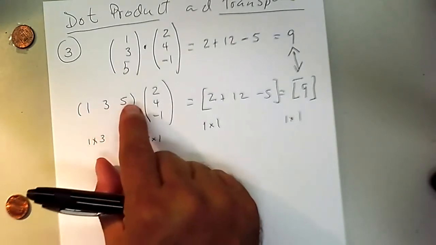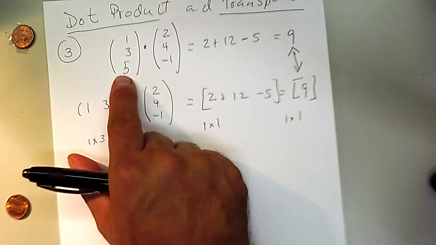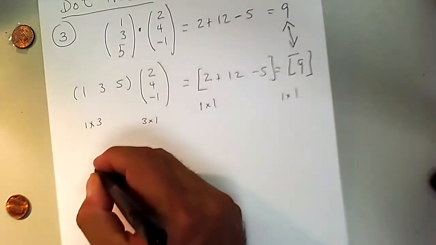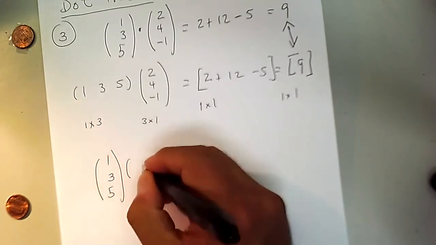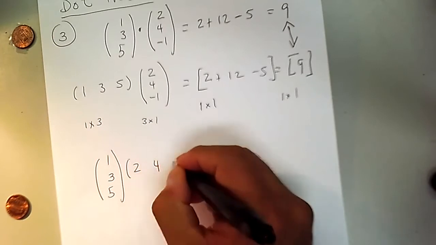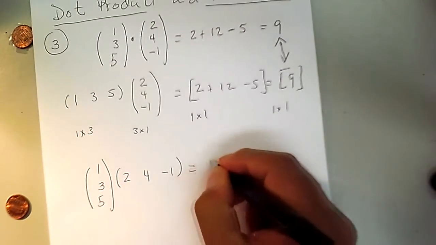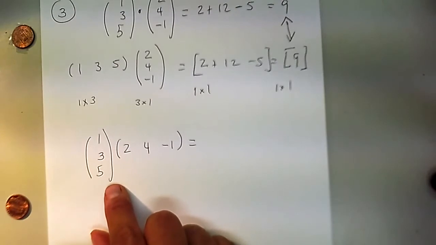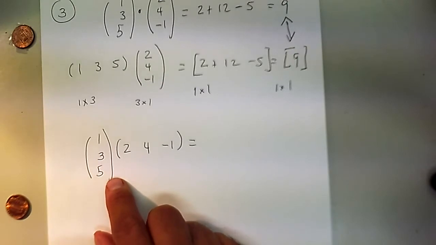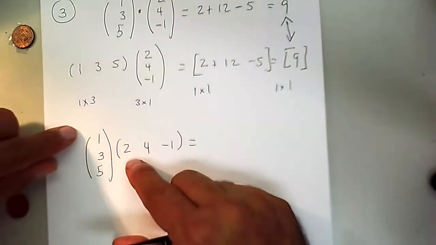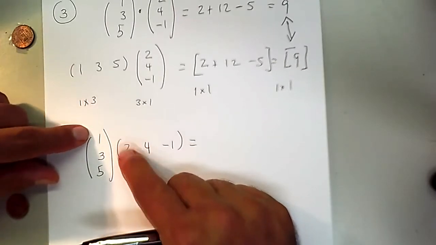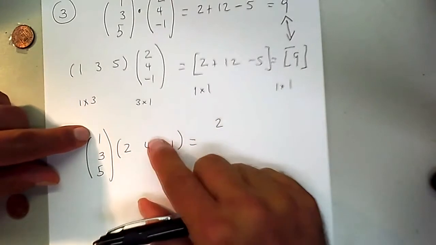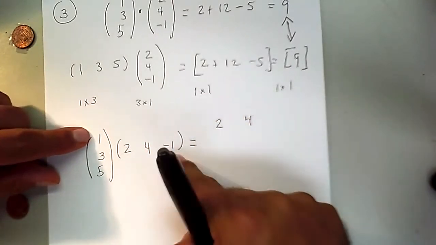In contrast, let's see, 1 by 3, we can multiply 1, 3, 5 with 2, 4, negative 1. And that's not going to give us a 1 by 1 matrix. That is going to give us a 3 by 3 matrix. Why? Because we're multiplying rows with columns. The rows and columns are very short. So 1 times 2, 2. 1 times 4 is 4. 1 times negative 1, negative 1.